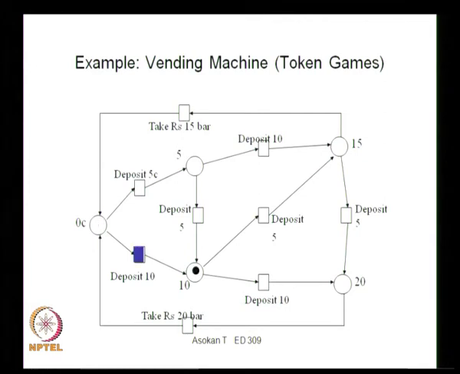Now you have another option of 10, then 5, and then taking the 15 rupees snack, as you can see here. So the 15 rupees bar is taken and the token has come back to 0. The third option is you have a 5 rupees deposit, then another 10 rupees deposit, and then 15, and then deposit another 5 and take a 20 rupees snack and go to the next one. So these are the ways we can represent various transactions using PetriNet.